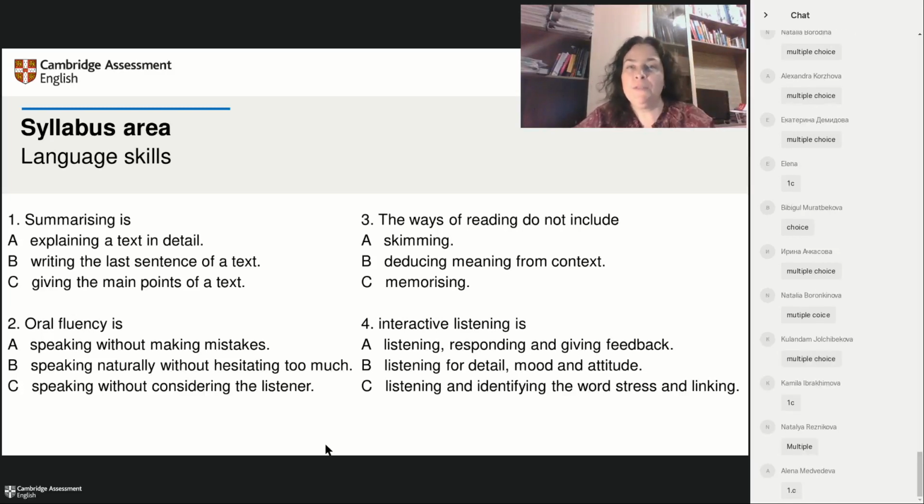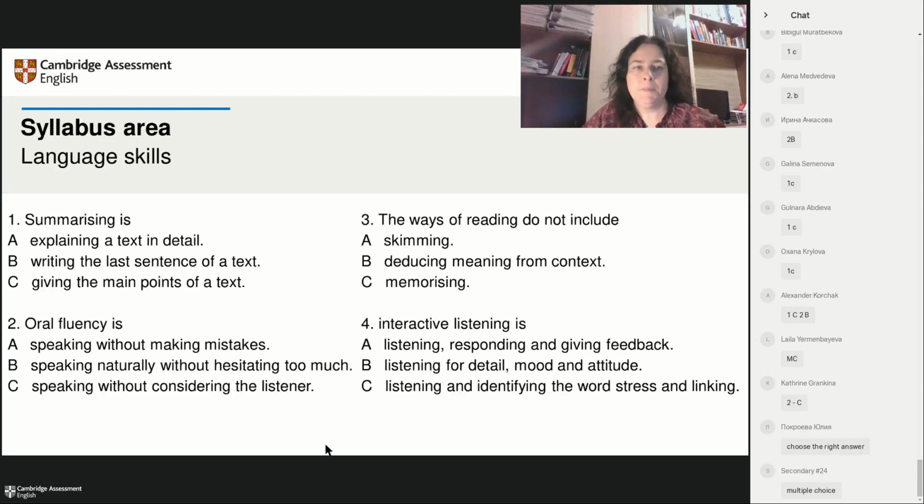Why I'm showing you different task types is to raise your awareness, to help you see whether you're ready for taking TKT right away or you need some course of preparation. That's why. Yes, thank you for sharing the answers, well done. That's great, that's amazing.